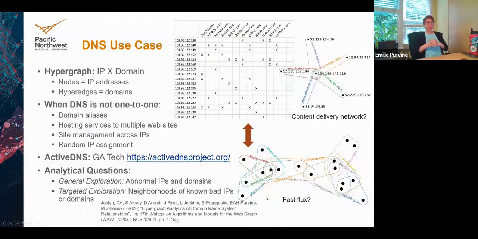So one other example is, as I mentioned, computer network analysis. And this is the DNS use case from the Active DNS project, where we got a whole pile of data that correlates domain names to IP addresses. In this case, our nodes are going to be IP addresses, and our hyperedges are going to be domains. And here's just a sample of an incidence matrix for this particular hypergraph here at the bottom.